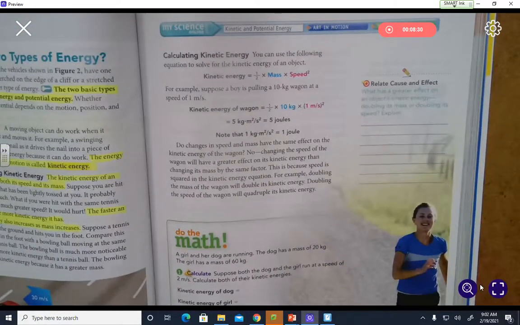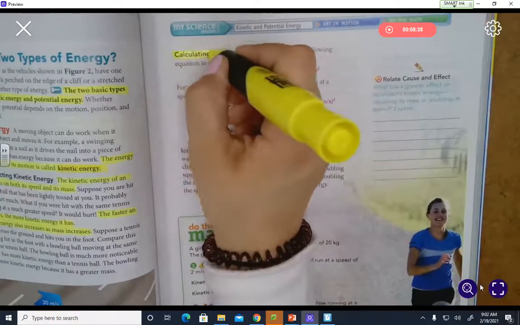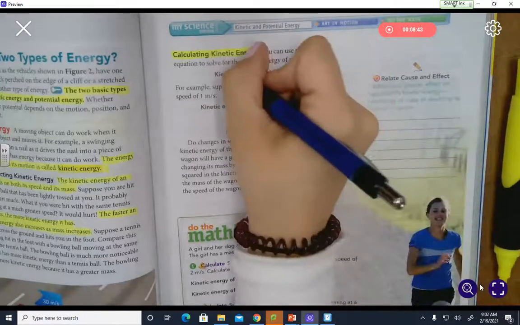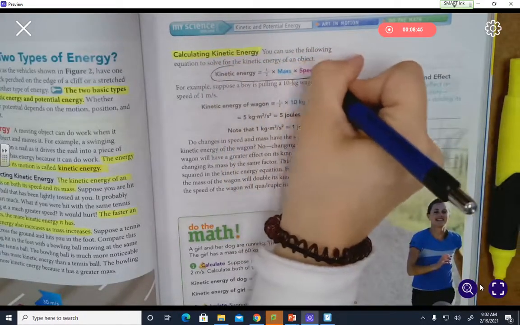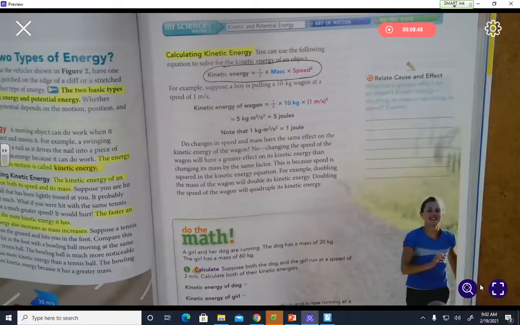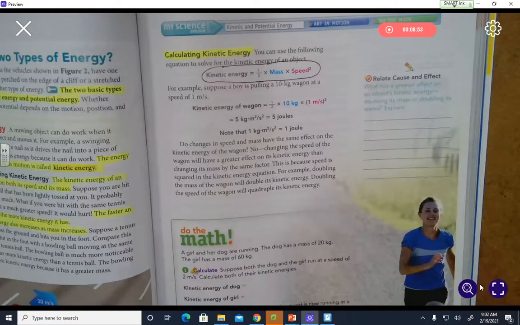So calculating kinetic energy. You can use the following equation to solve for the kinetic energy of an object. I just want you to highlight the words calculating kinetic energy and then take your pencil and circle the equation. So kinetic energy would equal 1/2 the mass times the speed squared.